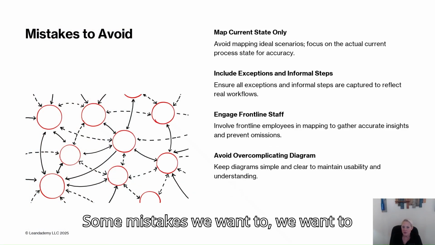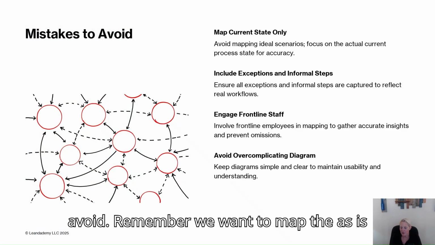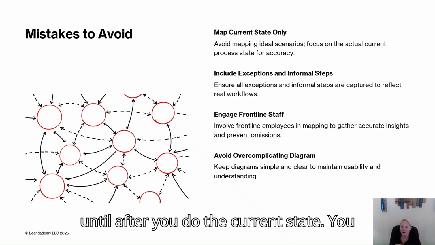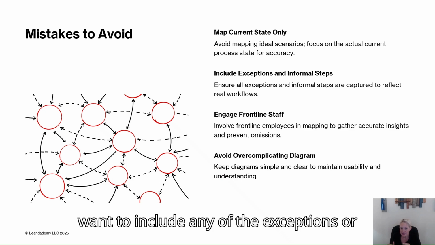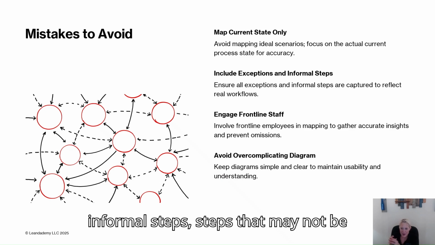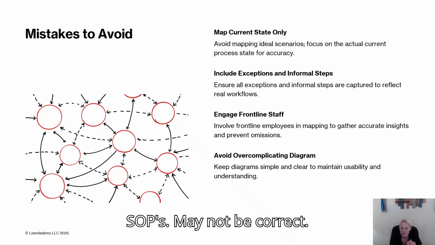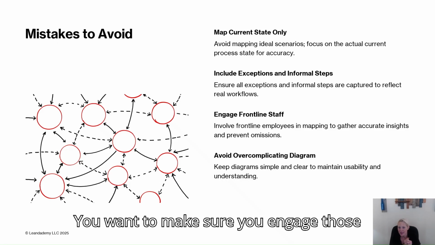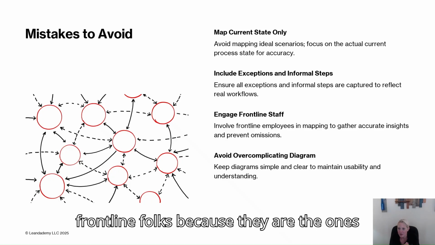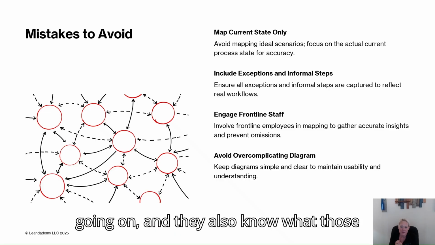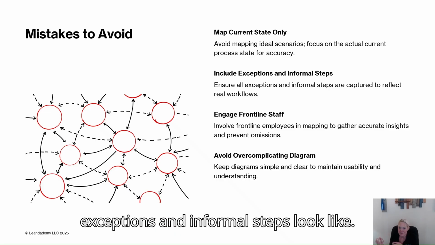Some mistakes we want to avoid. Remember, we want to map the as-is, the current state, what is happening today. You do not map the future state until after you do the current state. You want to include any of the exceptions or informal steps that may not be in the SOP, but people are doing because SOPs may not be correct. You want to make sure you engage those frontline folks, because they are the ones that know the process, they know what's going on, and they also know what those exceptions and informal steps look like.